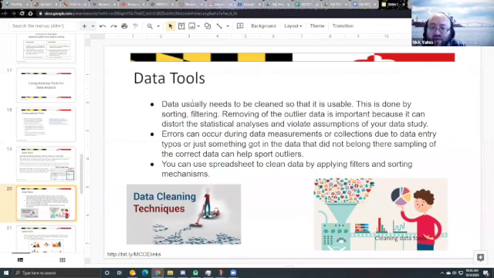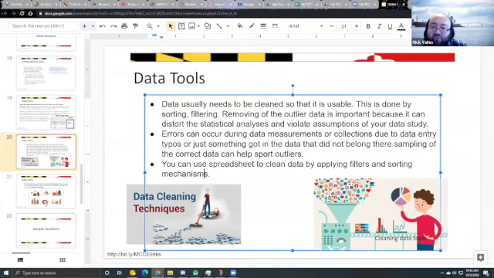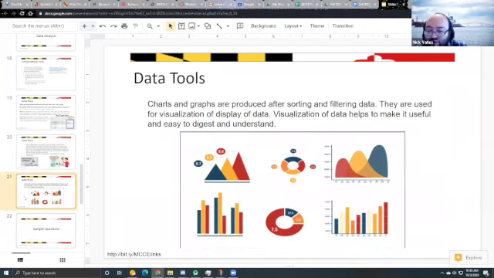and therefore recorded such a bigger number than all the other sensors that were operating correctly. So these help you remove outliers or errors, which can help you apply a better statistical analysis. And the errors can occur from sensors like that, or even just data entry typos when we're typing them in the spreadsheet. Being able to look for those and apply filters and sorting mechanisms can help you do those things. Finally, among data tools are charts and graphs, which are produced after you sort and filter and remove errors, used to visualize or display data.